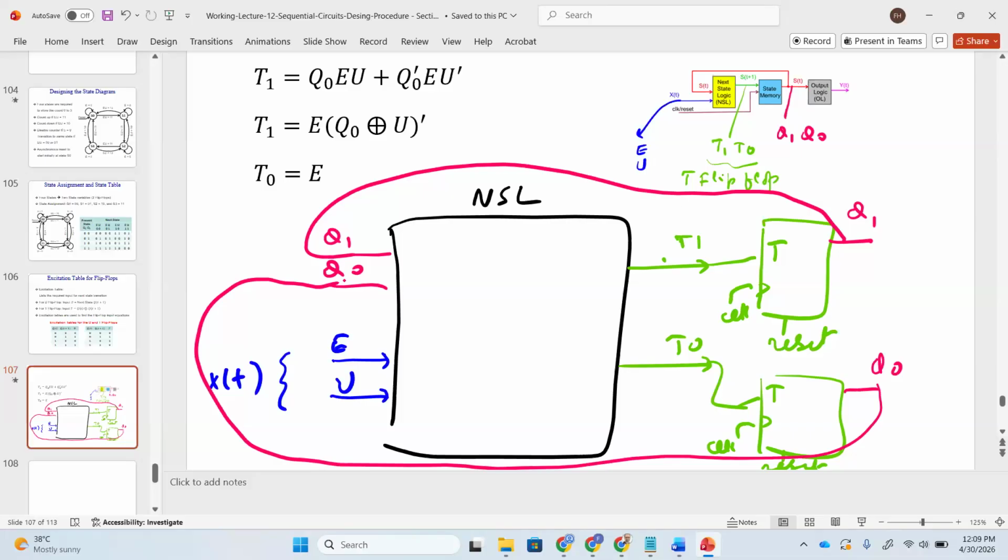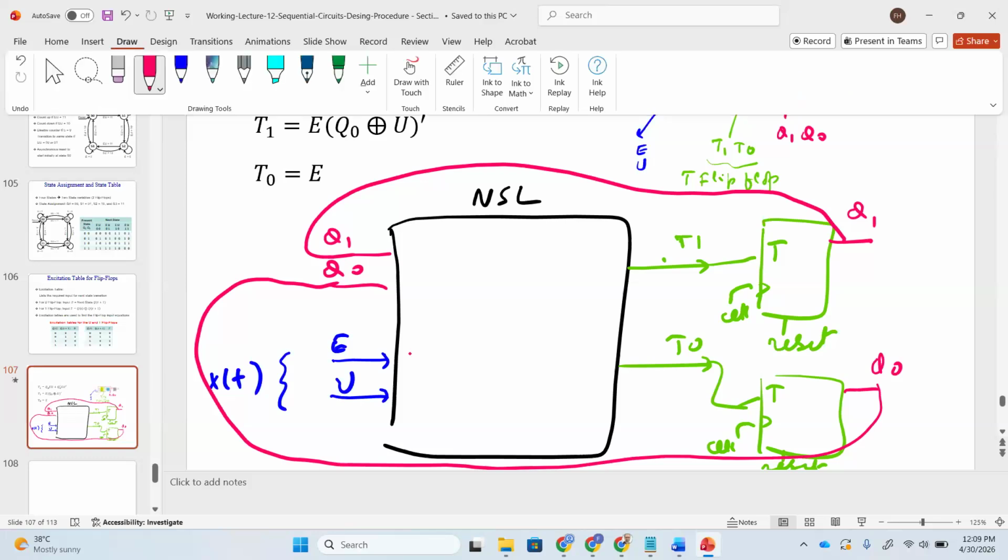Professor, you cut out. You cut out when you said, what is the expression for? Okay, what is the expression for T0? T0 is E. Simple.